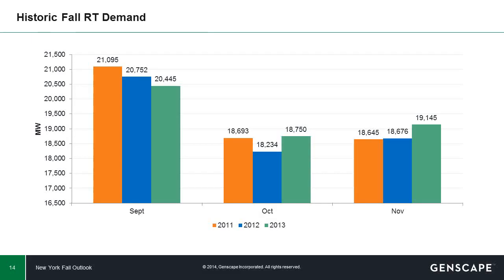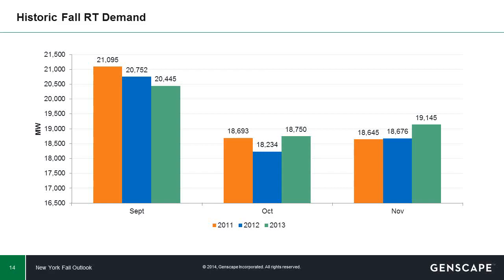Here's some historical information just over the last 3 years, September, October, November. As you can see, last October and November, we did have slightly stronger than average demand. That is not expected for this year. So once again, we are expecting some very comfortable above average temperatures.